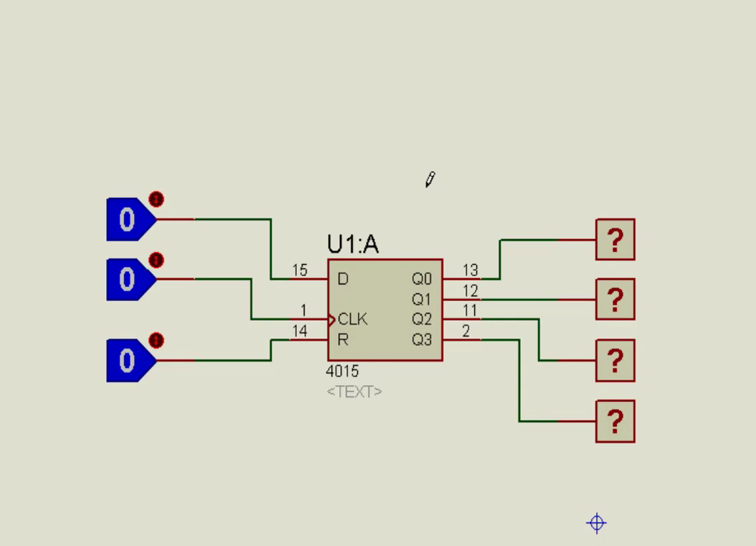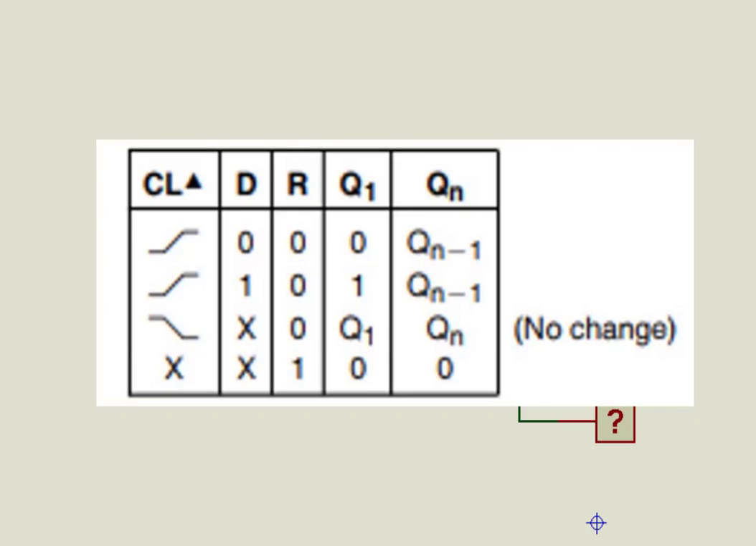The reset pin is responsible for resetting all the output values. When the reset pin is high, all output pins reset to zero. The reset pin is normally connected to the ground of the circuit. The truth table shows the state of the register after the positive transition of clocks.